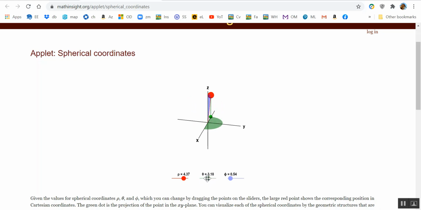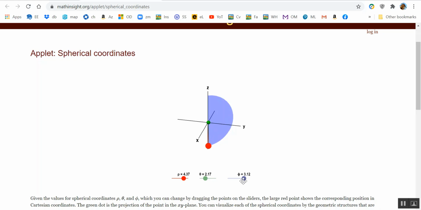And the most fascinating one is phi. What does phi do? Phi moves you away from the positive z-axis. So phi equals 0, you're on the positive z-axis. Phi equals pi over 2, you're in the xy plane. And if phi goes to pi, you're on the negative z-axis.